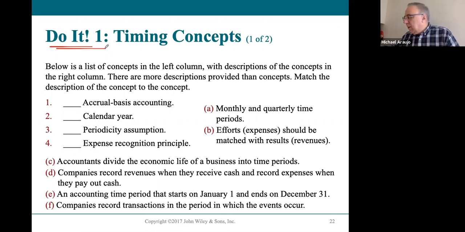So chapter 1, learning objective 1 ends with basically definitions and so forth. There are concepts in the left column, there are descriptions in the right column, and you have to match them up. So the accrual basis for accounting, right, basically indicates that they have to record the revenue when they, oh, sorry, that's not true.